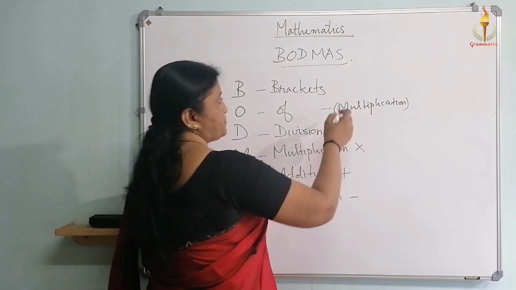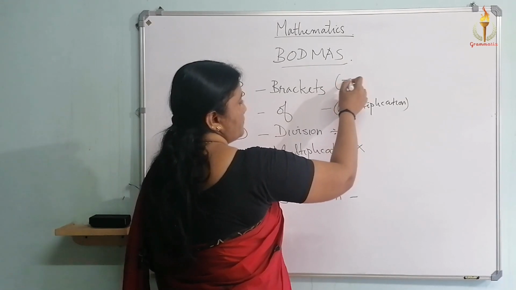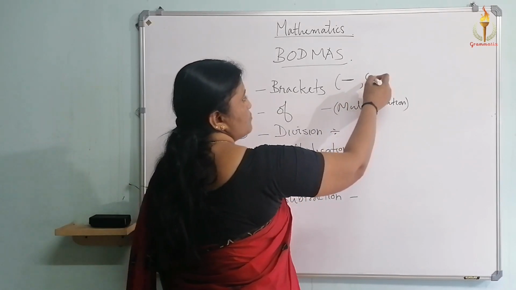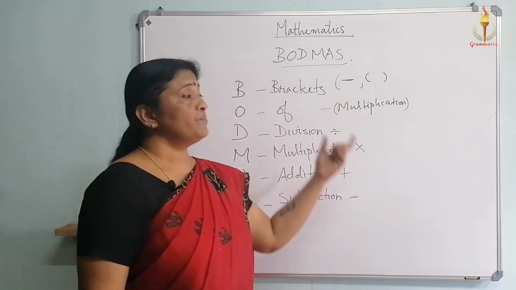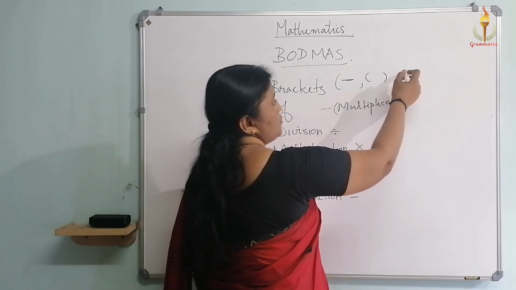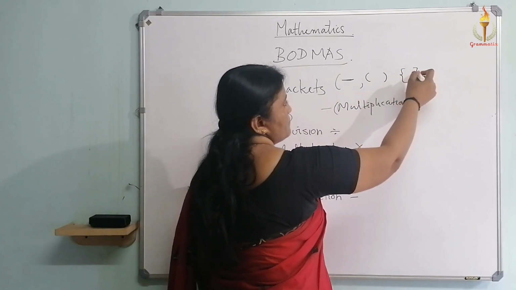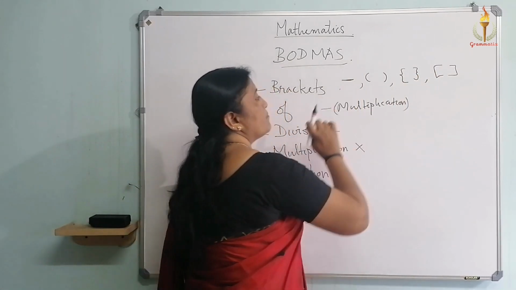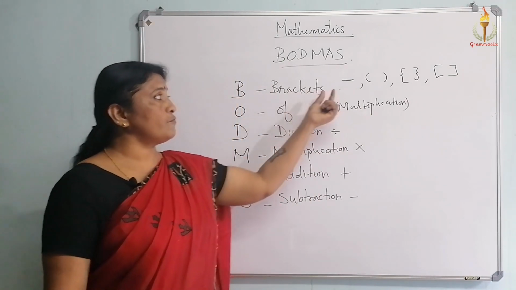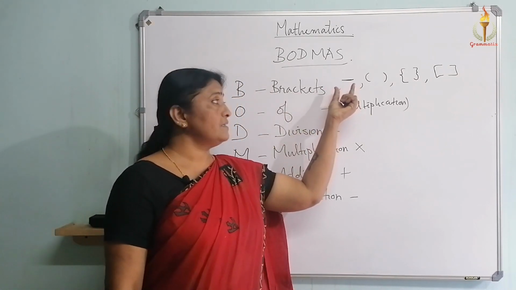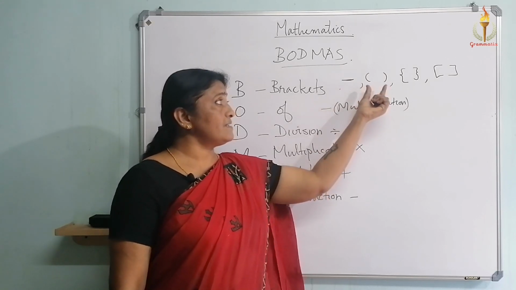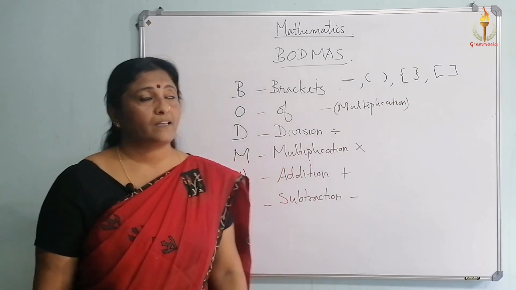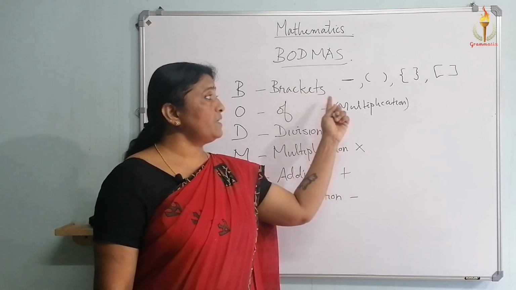Now brackets, when you're talking about brackets, you have four varieties of that. The first one is the bar bracket. The second one is the parenthesis. The third one is your curly brackets, and the fourth one is the square brackets. Now these are the brackets that we use. The first one is vinculum or bar bracket. This is the parenthesis, this is the curly bracket, and this is the square bracket. This is how they are used also, from inner to outer.